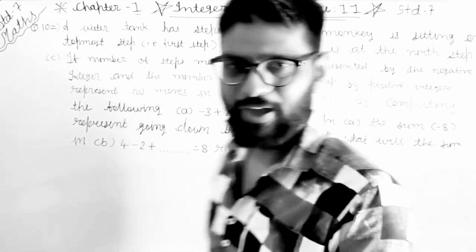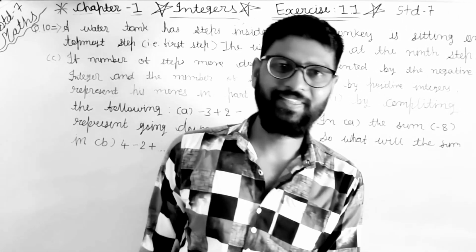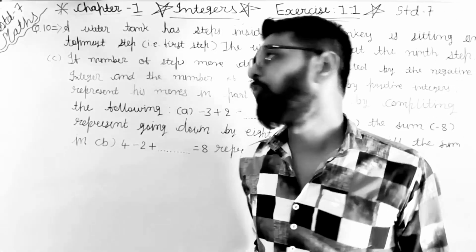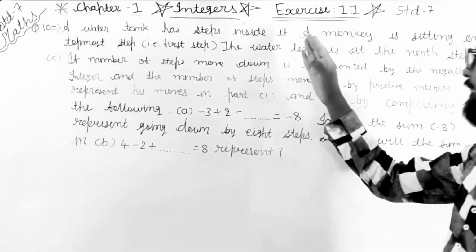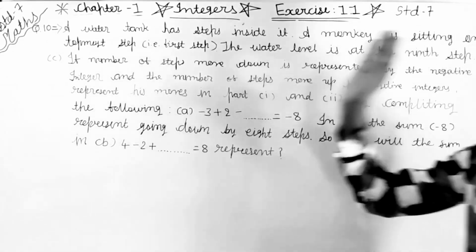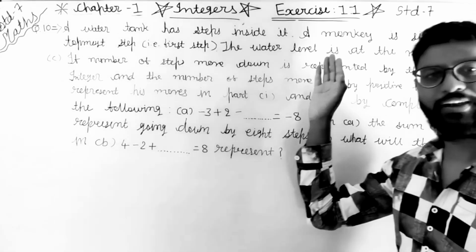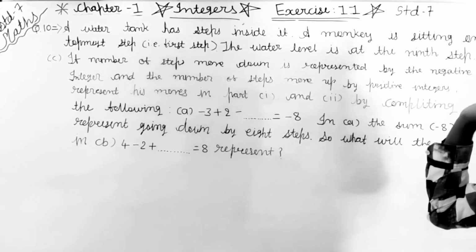Hello guys, now we are on the final question of exercise number 1.1. Question number 10: a water tank has steps inside it. A monkey is sitting on the topmost step, meaning the first step. The water level is at the ninth step.